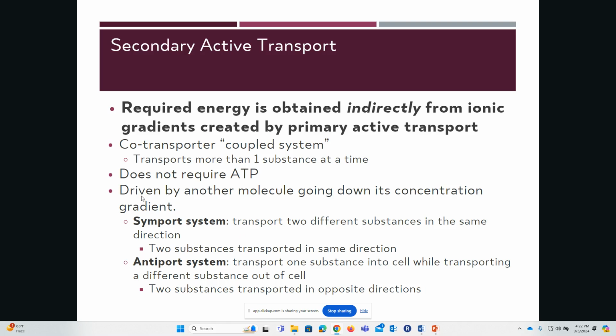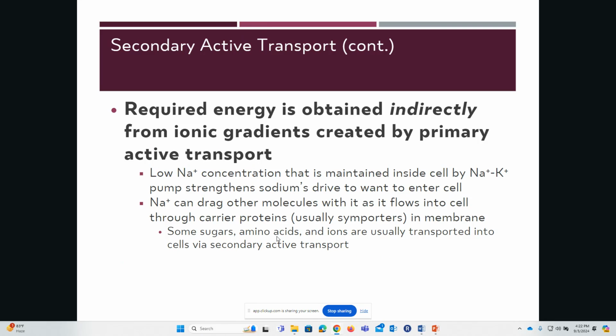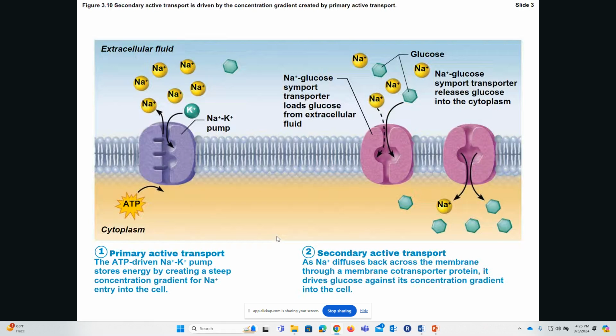Now, whether it's primary or secondary active transport, it can facilitate either symport movement or antiport movement. Symport movement is transport of 2 different substances in the same direction. Antiport movement is the transport of one substance into the cell while transporting a different substance out of the cell. And we require energy for any type of active transport, whether direct or indirect, but it is more than just the movement of ions. So let's look at secondary active transport.